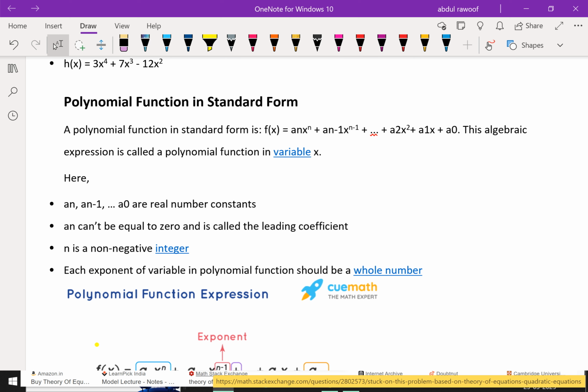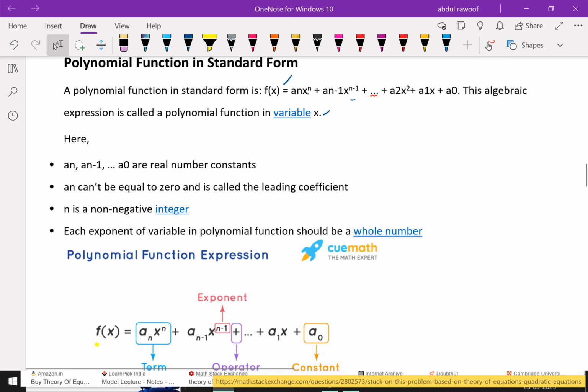Polynomial function in standard form. A polynomial function in standard form: f of x equal to an x power n plus an minus 1 x power n minus 1 plus an minus 2 x power n minus 2, and so on, up to a1 x plus a0. This algebraic expression is called a polynomial function in variable x. That means the degree is reducing, power is n minus 1, n minus 2, n minus 3, like its power is reducing up to 0. This expression is called polynomial function in variable x.